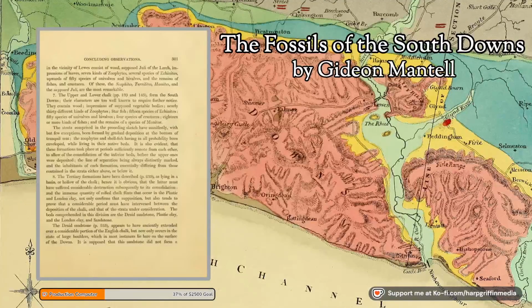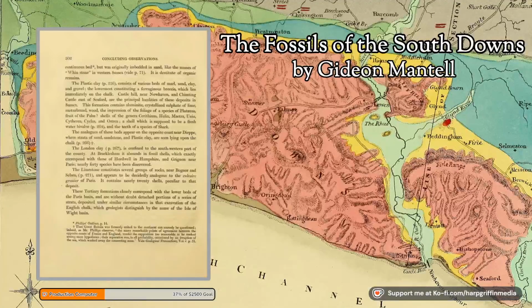It is supposed that this sandstone did not form a continuous bed. Phillips' Outlines, page 14. The analogues of these beds appear on the opposite coast near Dieppe, where strata of sand, sandstone, and plastic clay are seen lying upon the chalk, page 266. That Great Britain was formerly united to the continent can scarcely be questioned. Indeed, as Mr. Phillips observes, the many remarkable points of agreement between the opposite coasts of France and England render the supposition too reasonable to be ranked among mere hypotheses. Their separation was, in all probability, occasioned by an eruption of the sea, which washed away the connecting mass. See Geological Transactions, Volume 5, page 51.